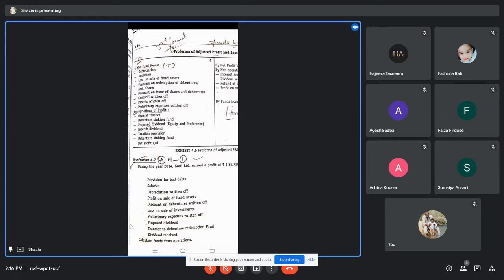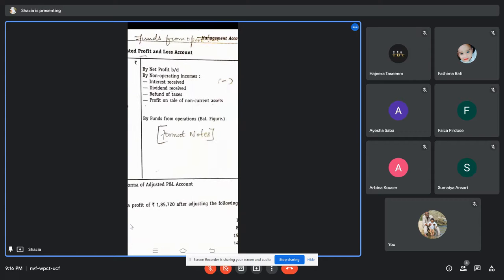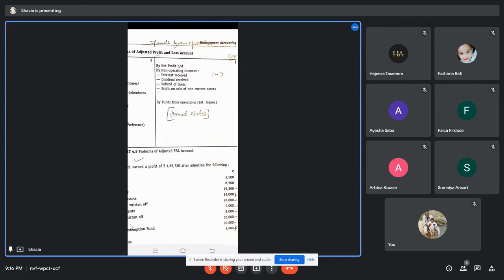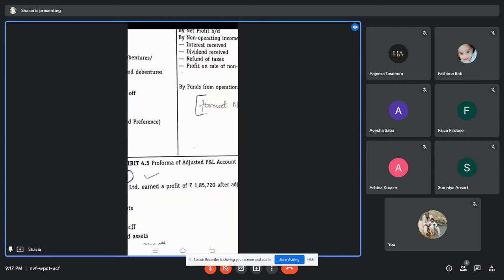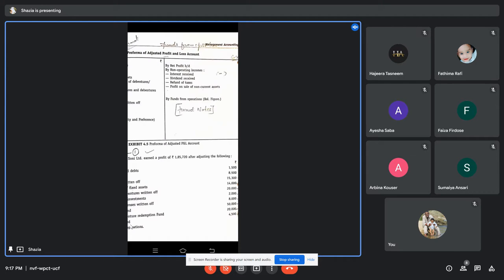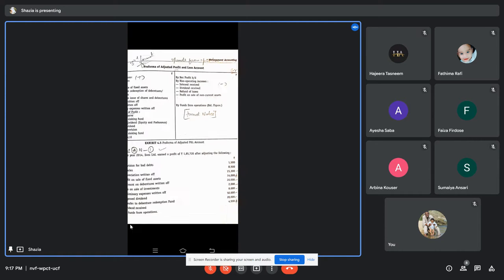Fixed assets means land, building. If there is any loss on them, that adjustment will be taken under non-fund items. You should know the difference between the loss on sale of fixed assets and the profit on sale of non-current assets. Losses will be taken under non-fund items, but here they have given you profit on sale of non-current assets. If there is any profit on that sale, that will be taken. So this is the third format.